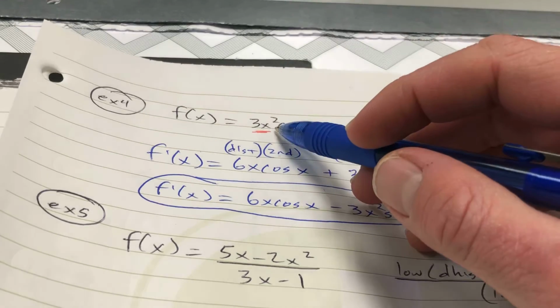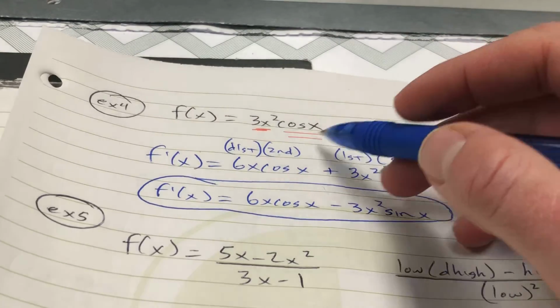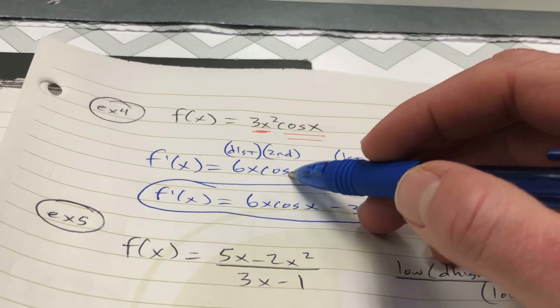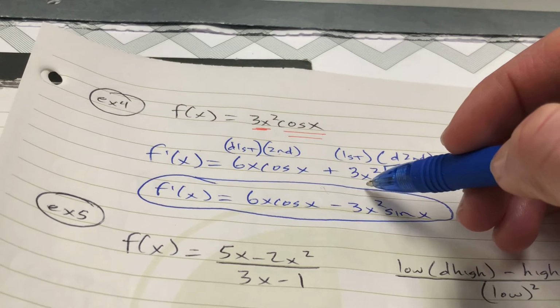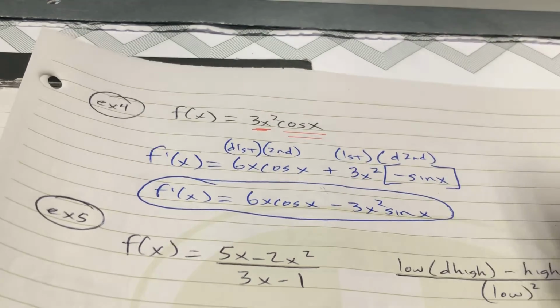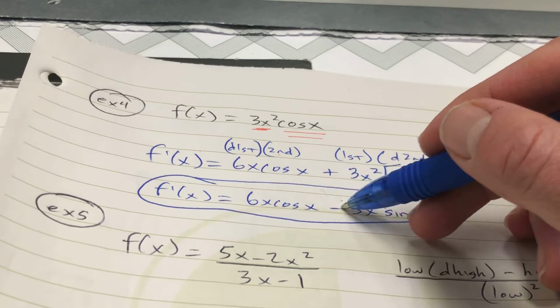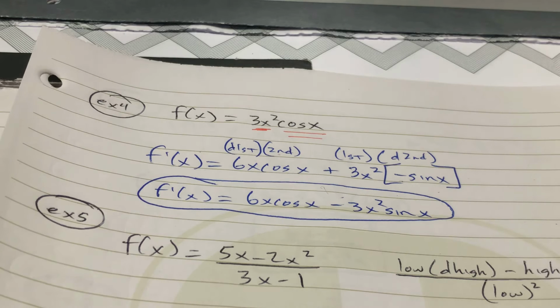So derivative of this first function would be 6x, bring down the power, 6x, times the second function, which is cosine x, plus the first function, 3x squared, times the derivative of the second. Derivative of cosine is negative sine, and then I just put that negative on the outside. All right, that is my derivative.